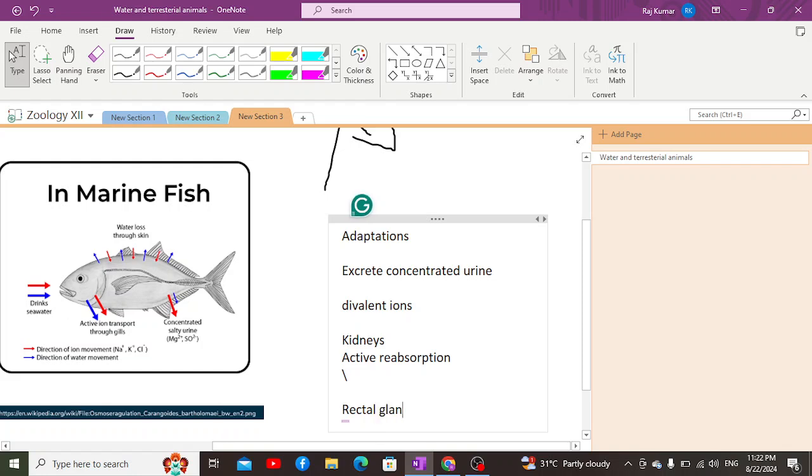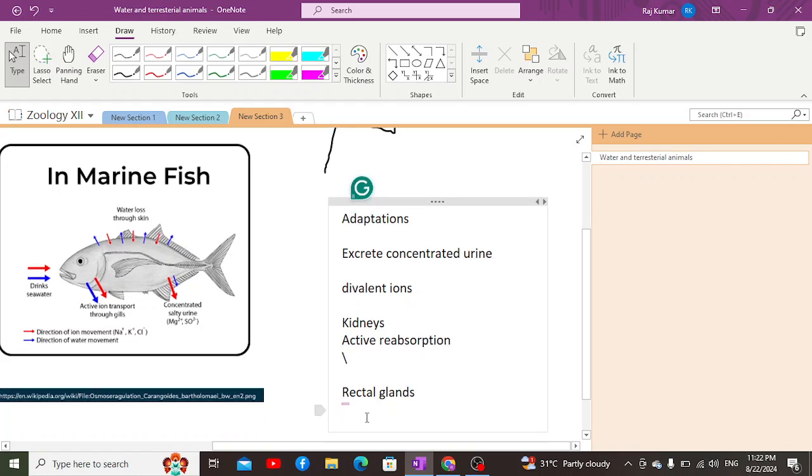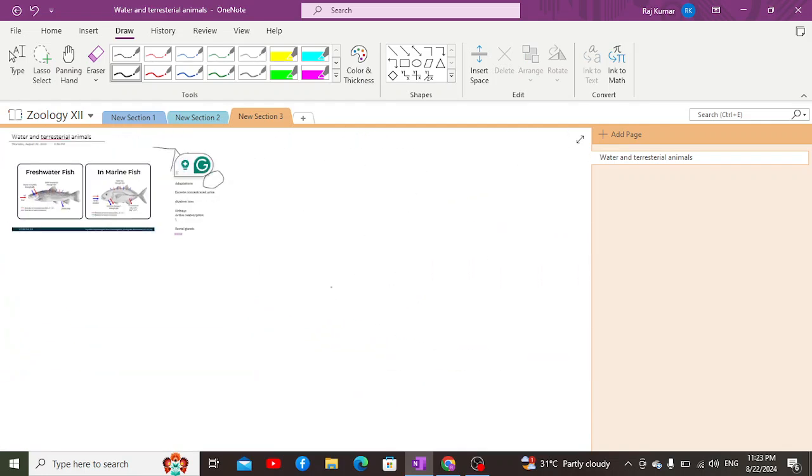Rectal glands are certain types of glands near the rectum, and because they are present near the rectum, they have been named rectal glands. The function of rectal glands is to maintain the water concentration inside marine animals. Let's suppose this is a fish, I'm trying to draw a rough structure, and that fish has its rectum over here.